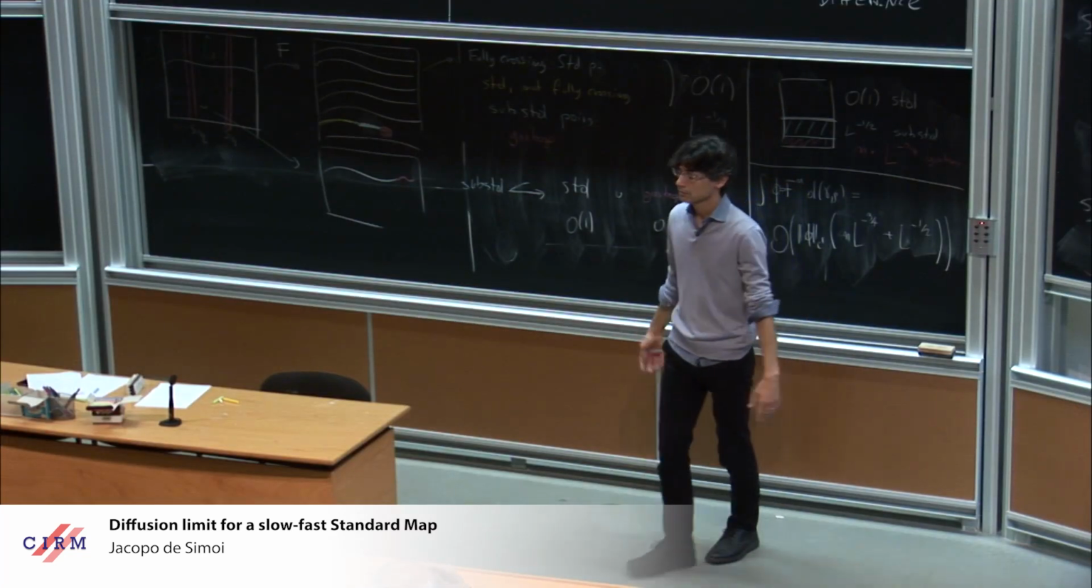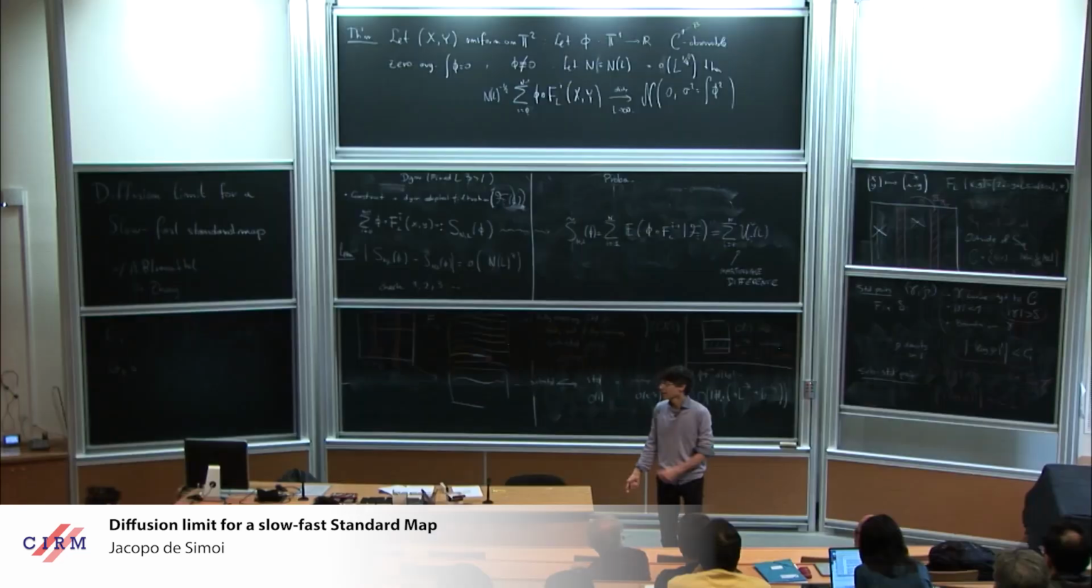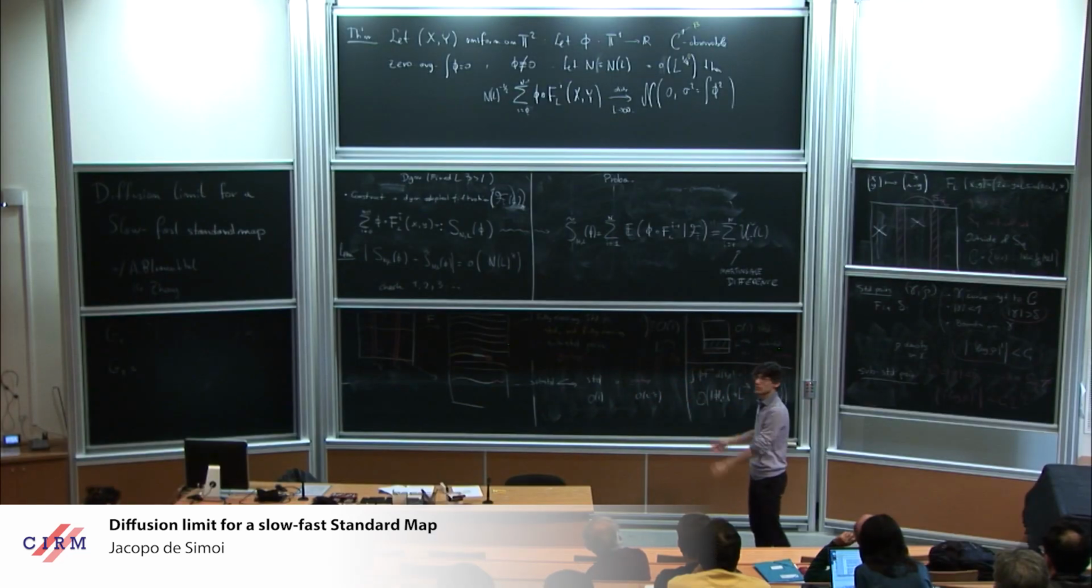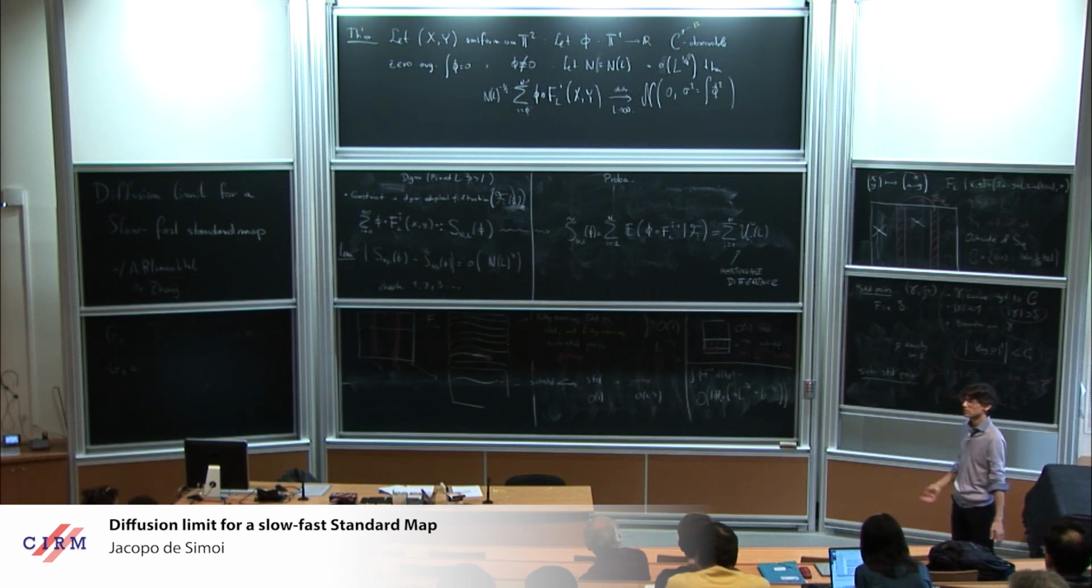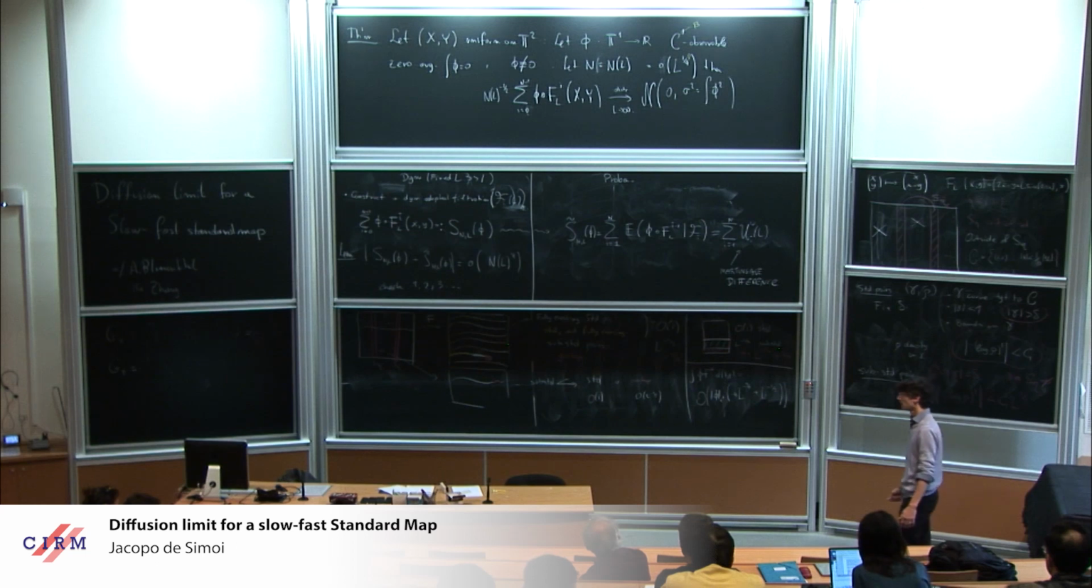Of course, you cannot push this too far, because elliptic islands have some area, and you cannot throw them away. But they are invariant, so if you start outside, you keep outside, and in some sense this shouldn't count. But of course, this is the problem of standard maps. So nobody really knows how to deal with it.